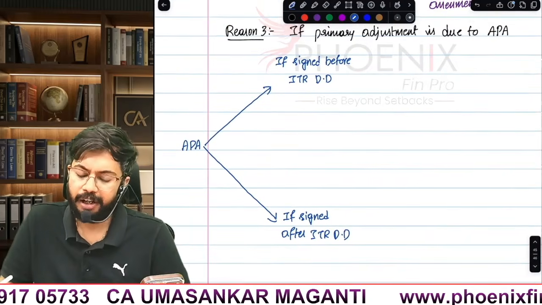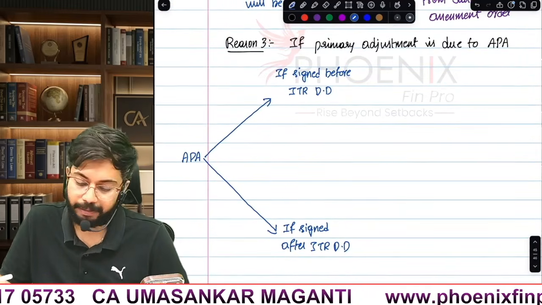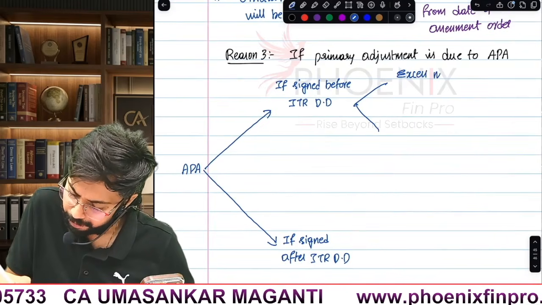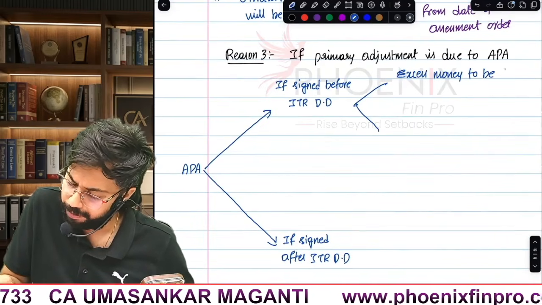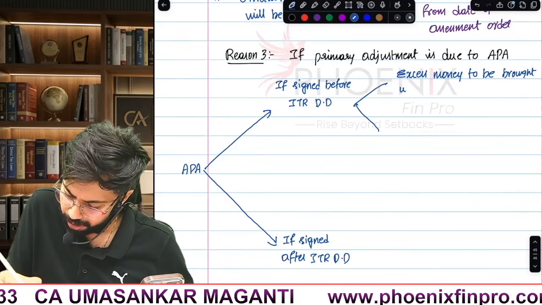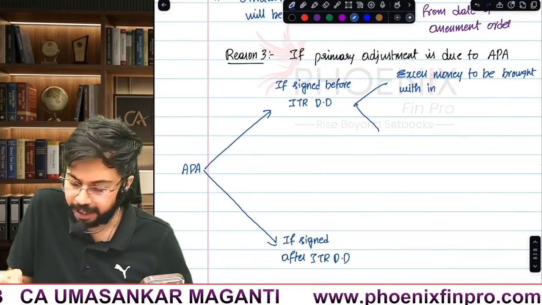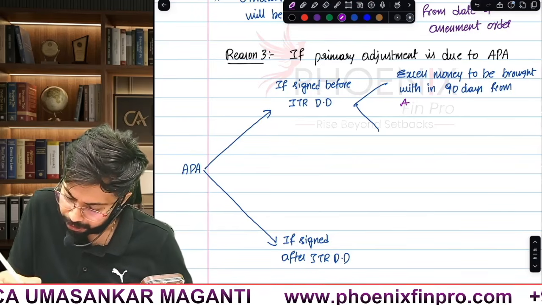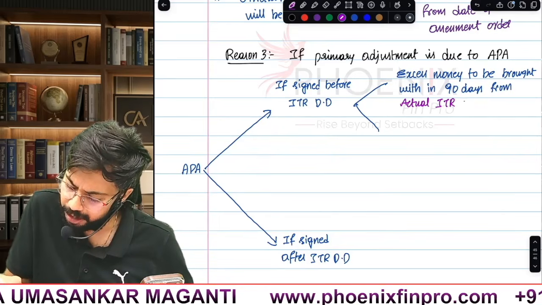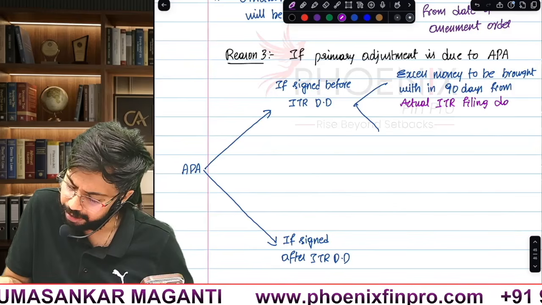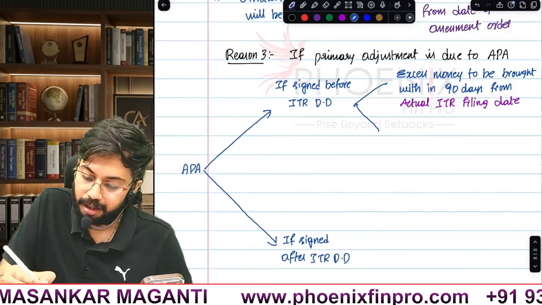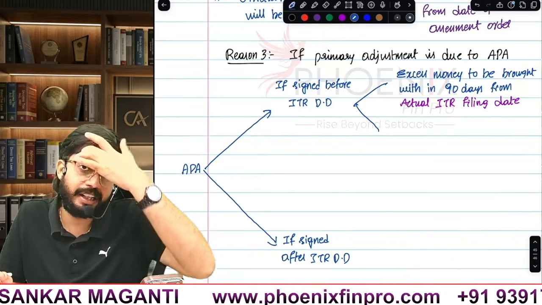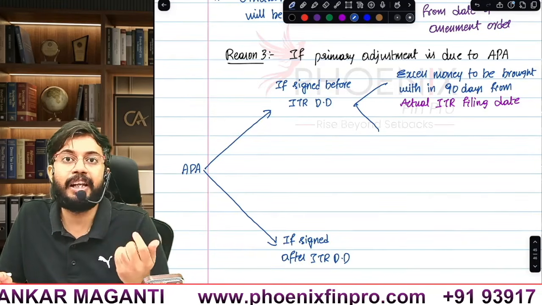Have patience. If the advance pricing agreement is signed before ITR due date, then excess money is to be brought within 90 days from actual ITR filing date. Very important. Within 90 days from actual ITR filing date. If you do not bring excess money within 90 days from actual ITR filing date, then interest income will be calculated. From which date will interest income be calculated?